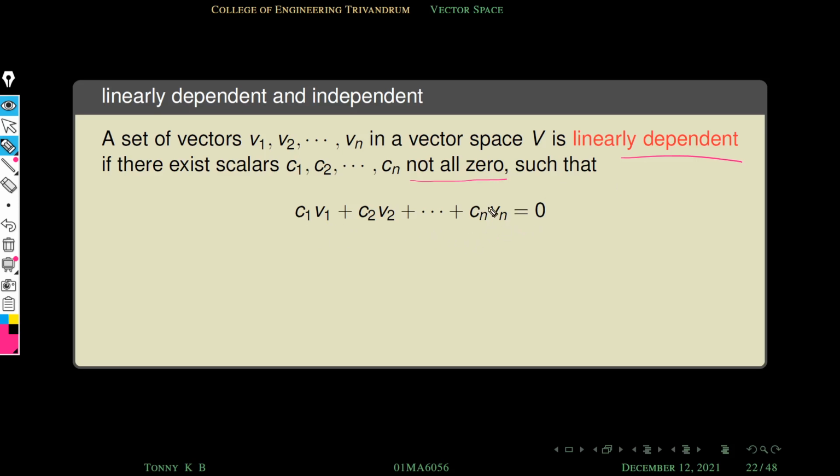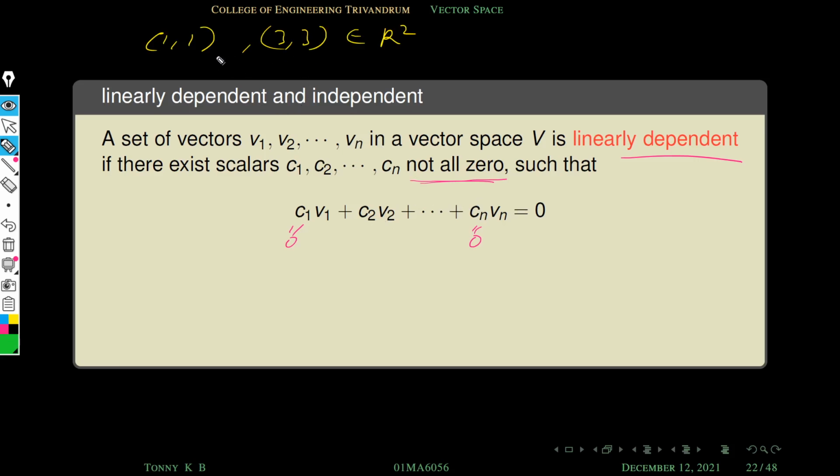This is very important: not all scalars are equal to 0. Maybe some c1 equals 0, maybe cn equals 0, no problem, but not all of them equal 0. Then only can we say that the given set is linearly dependent. I will show you an example.